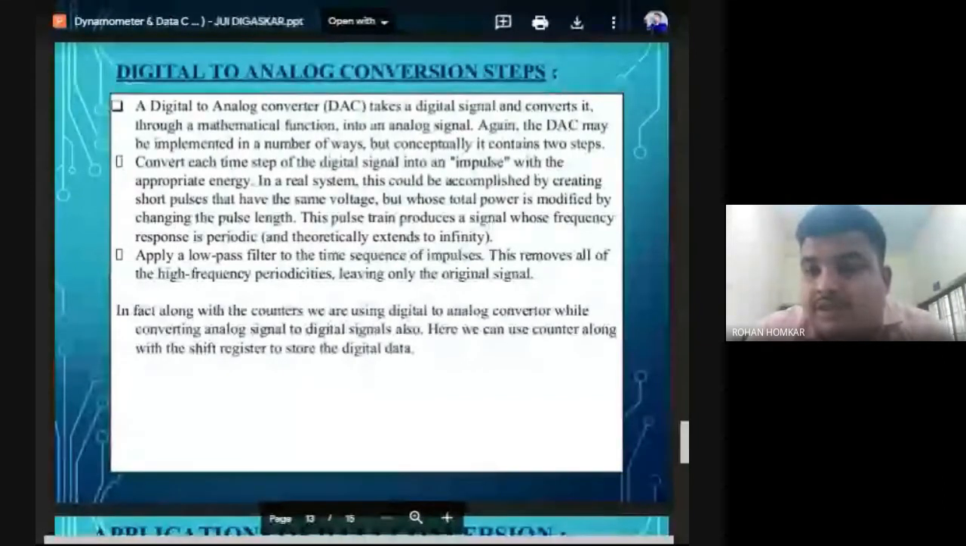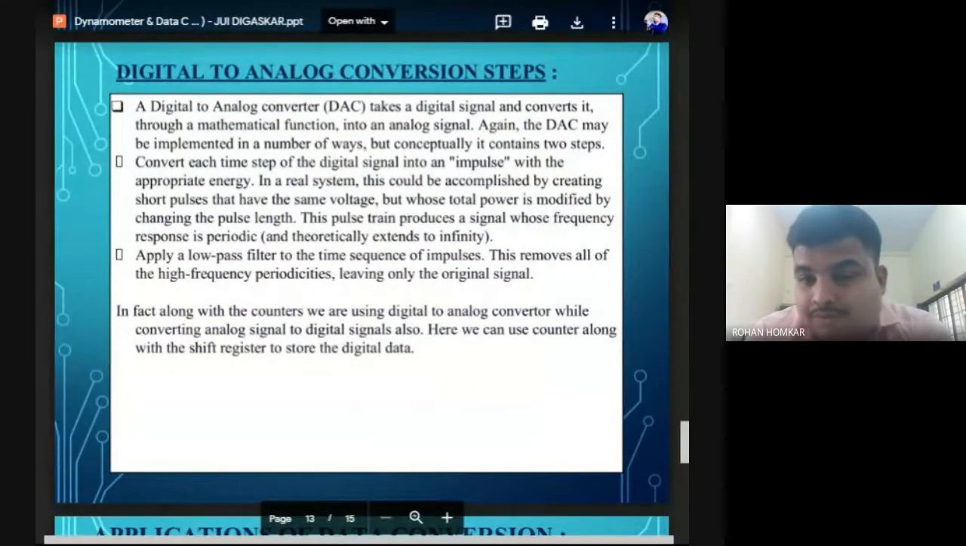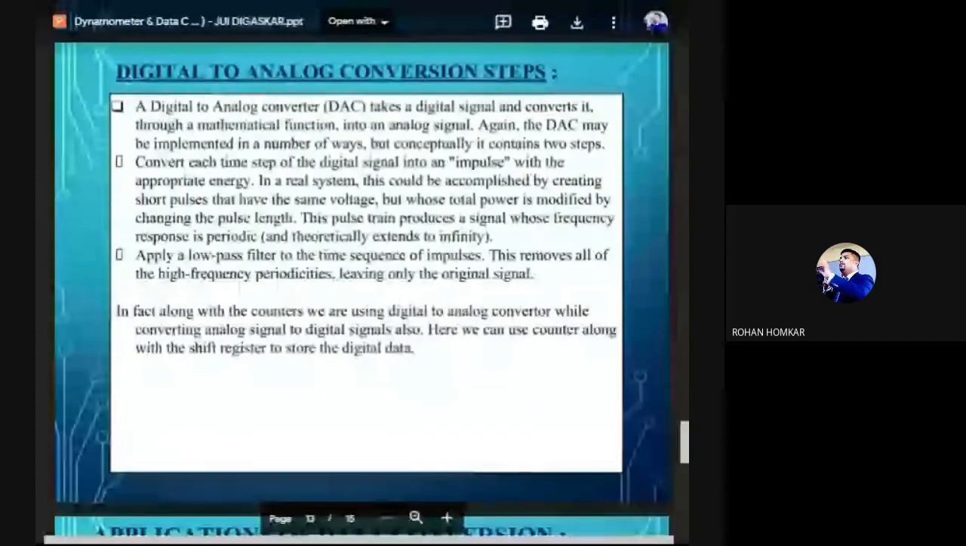In the real system, this would be accomplished by creating a short pulse that has the same voltage, but whose total power is modified by changing the pulse length. Pulse length का मतलब क्या है, कि हमें वो जो impulse हम create करेंगे उसका length is like we are not able to change that. Okay, and this pulse train is producing a signal whose frequency is response in the periodic, like we can have 15 out from that. Now we are applying this low pass filter to the time sequence of the input.